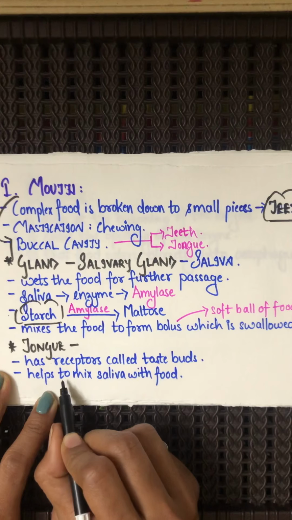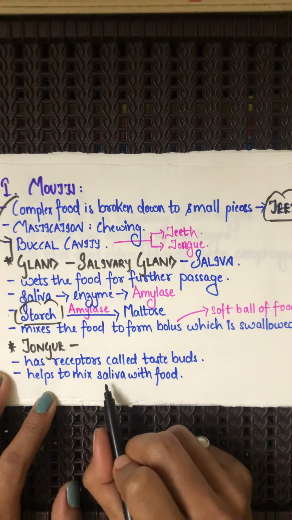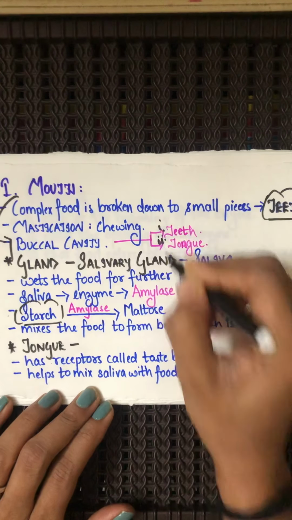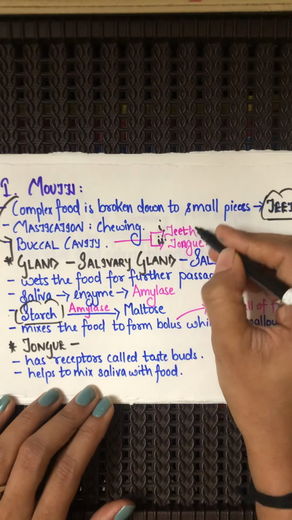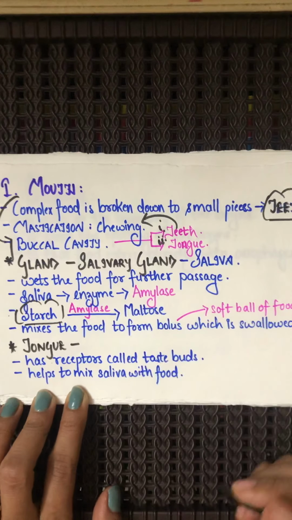It also helps to mix the saliva with the food. Yes, all of us also know about saliva. So the tongue helps to mix the saliva with the food that we have taken inside our body. So the mouth basically consists of what? The cavity, and the cavity consists of teeth and tongue. Now the teeth are used for chewing, and the tongue is used to mix the saliva with the food. Okay, fine.